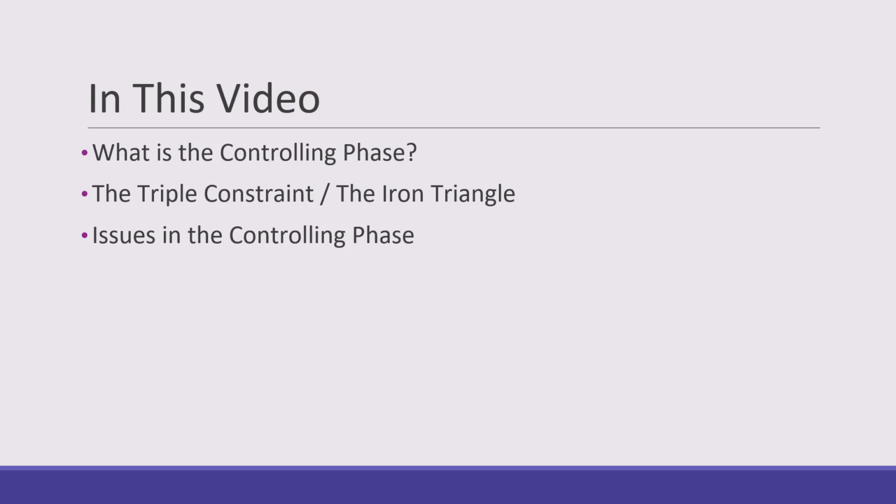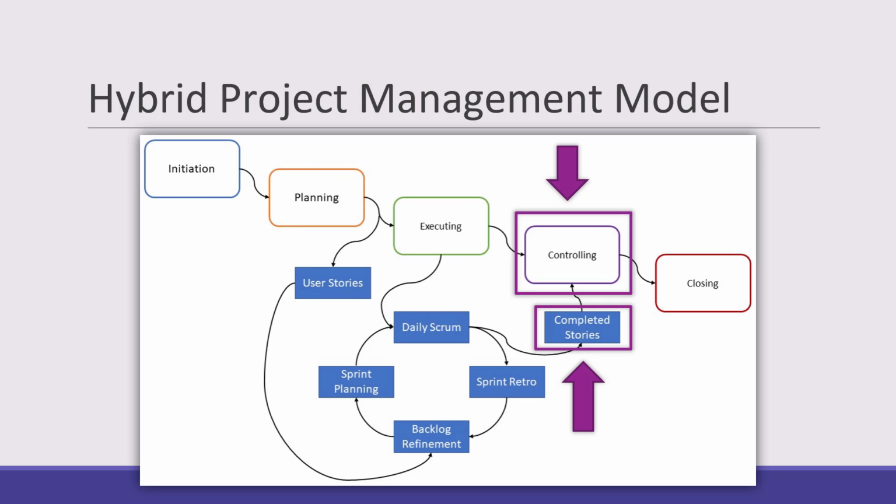In this video, we're going to start out by defining the controlling phase. Next, we will talk about one of the key concepts in this phase, the iron triangle, also known as the triple constraint or project manager's conundrum. And this does a good job of highlighting how tricky this phase is while giving a holistic view of project management. Last, we'll wrap up by covering some of the common issues a project manager might face while controlling a project. Before we dive in, let's review our hybrid project management model.